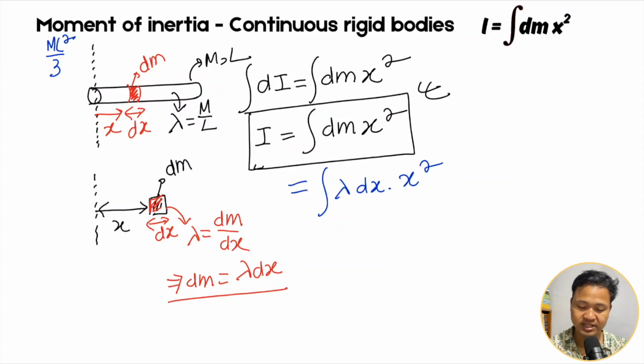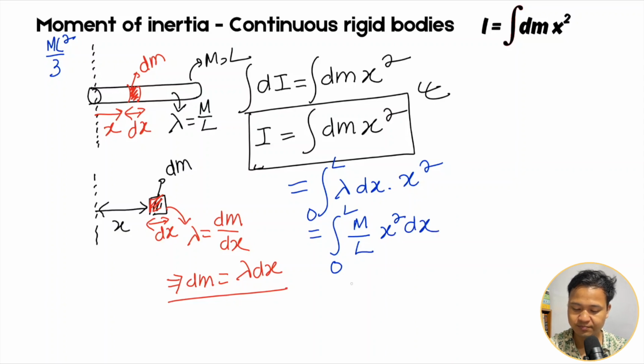Integrate it. The x goes from here, that means x equals to 0 all the way to x equals to L. Integration from 0 to L, with lambda equal to mass by L, so x square into dx.